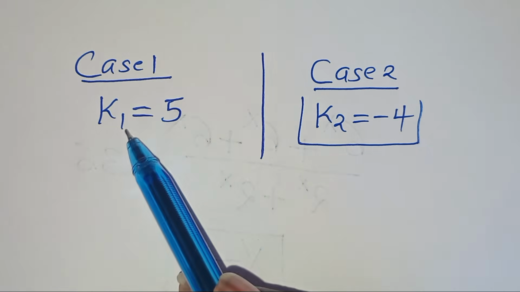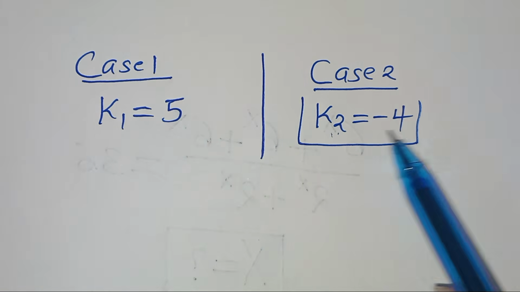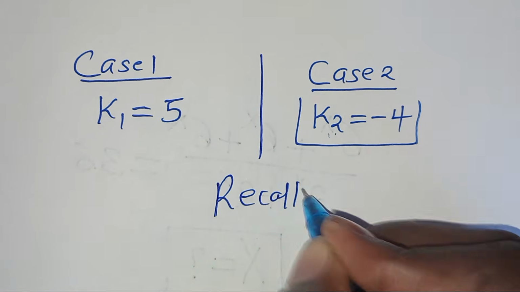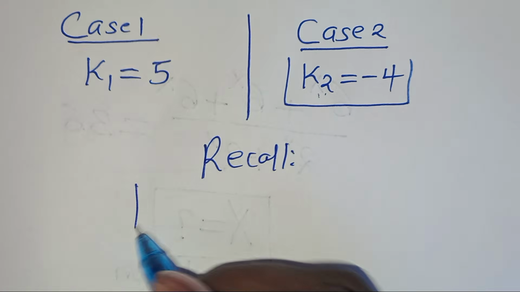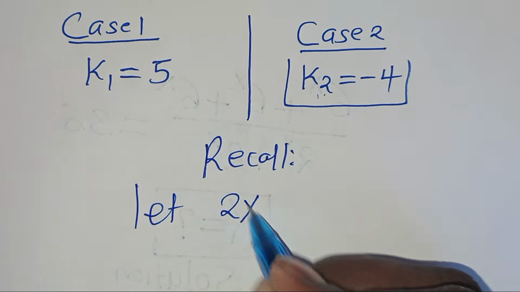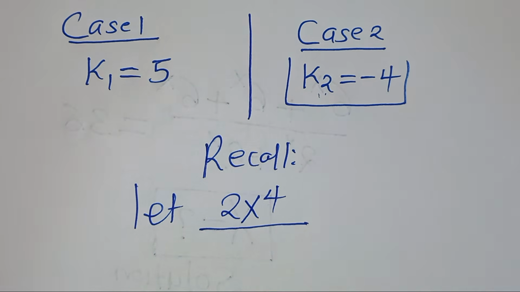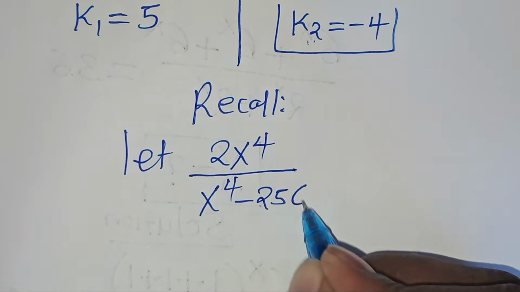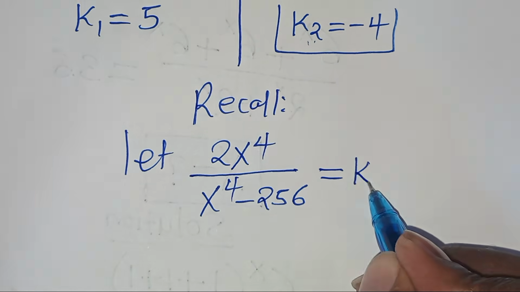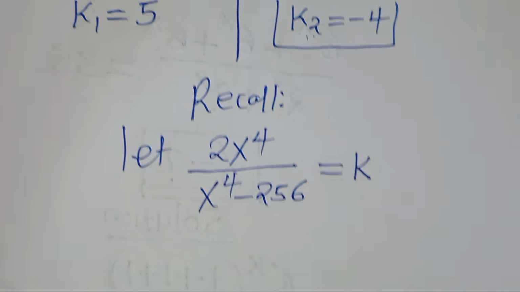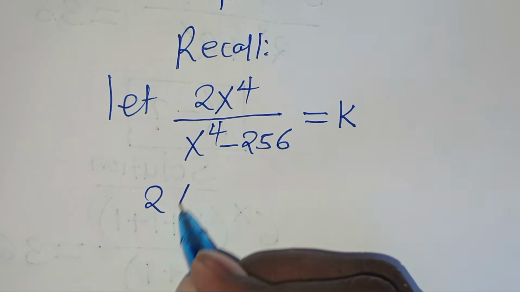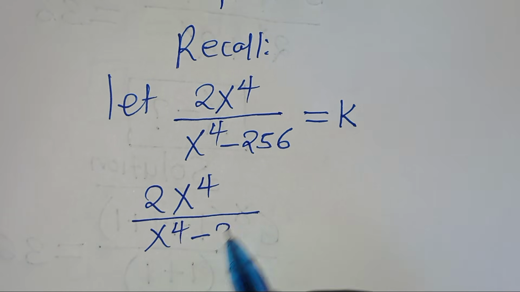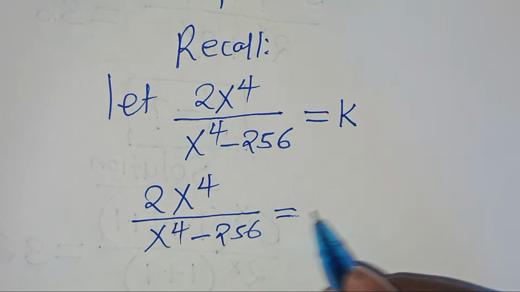Now in case 1 we have k1 is 5. Case 2 we have k2 is negative 4. Now if you recall, we have seen that we let 2x to the power of 4 divided by x to the power of 4 minus 256 be equal to k. So let's substitute k1 so that we have 2x to the power of 4 divided by x to the power of 4 minus 256. This is equal to 5.